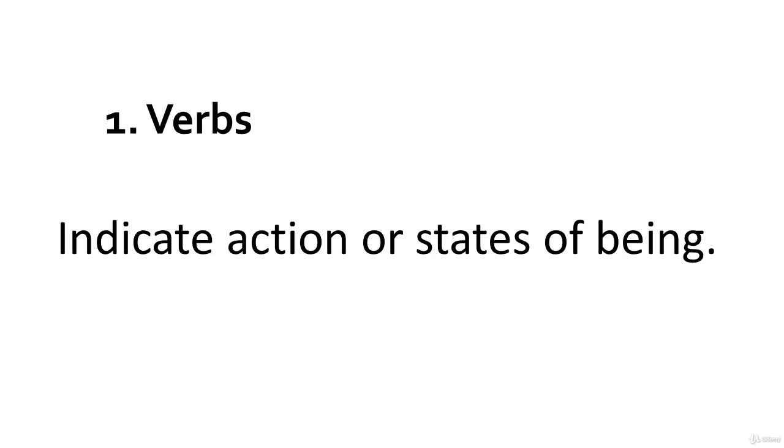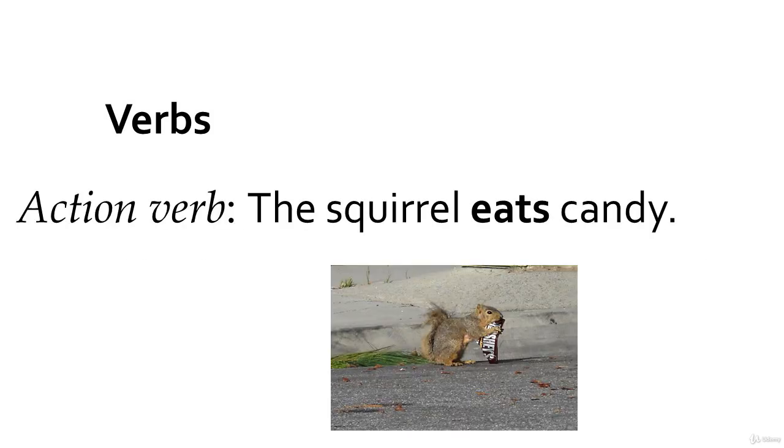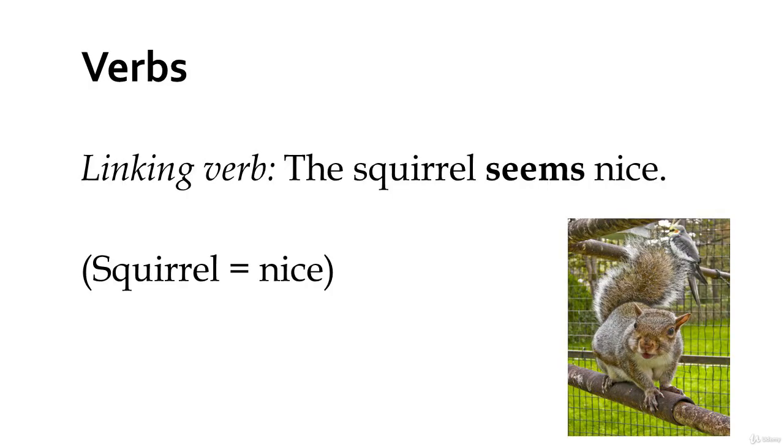So a verb, as you may know, indicates action or a state of being. So for example, an action verb would be, an example here, squirrel eats candy. Okay, eats is the action verb. So another function of verbs is to be a linking verb. And this is like an equal sign.